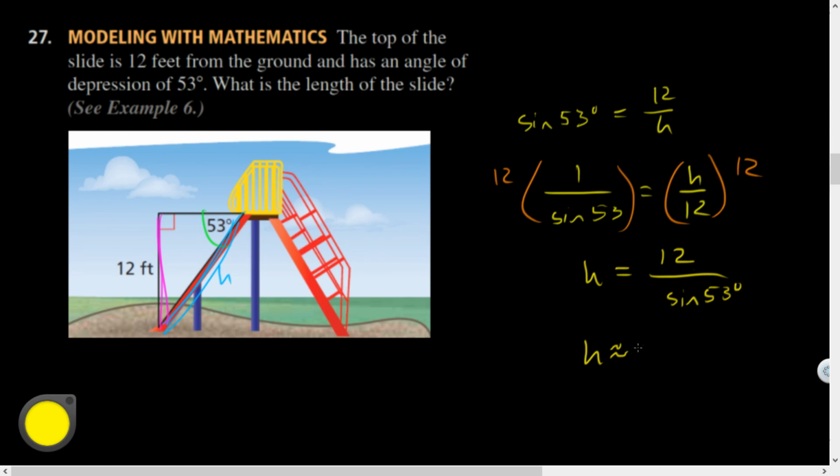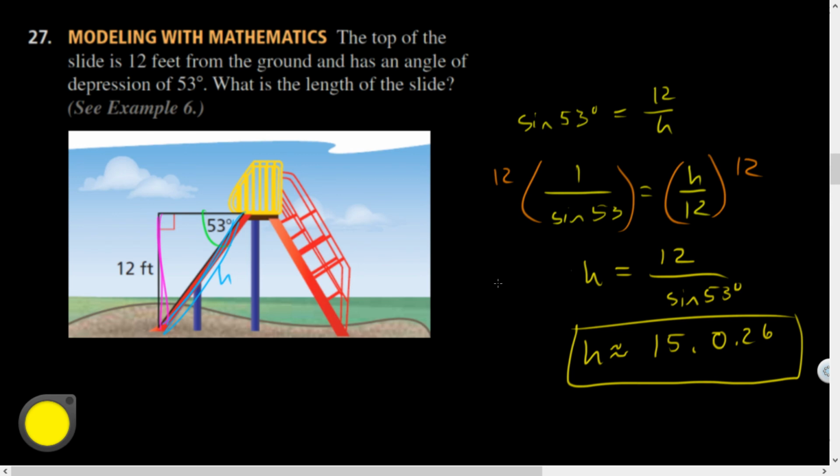Oh man, this is wonderful. 15.026. And what is this measured in? This is measured in feet because 12 was also in feet.